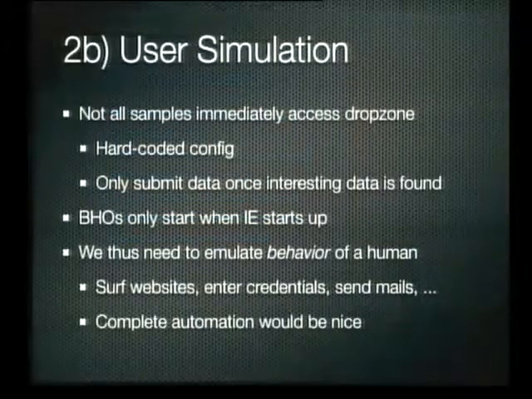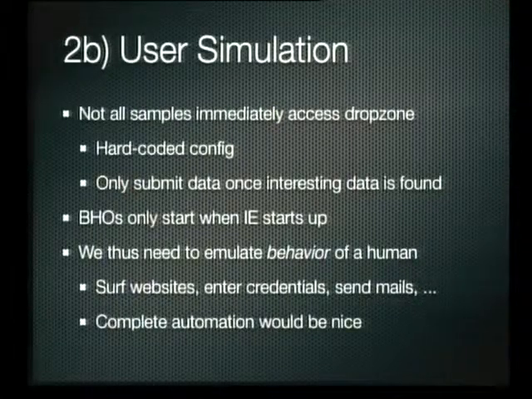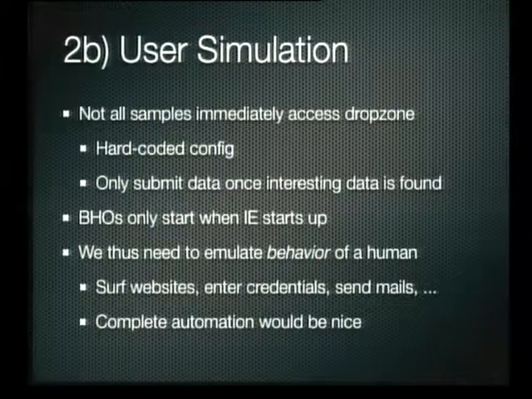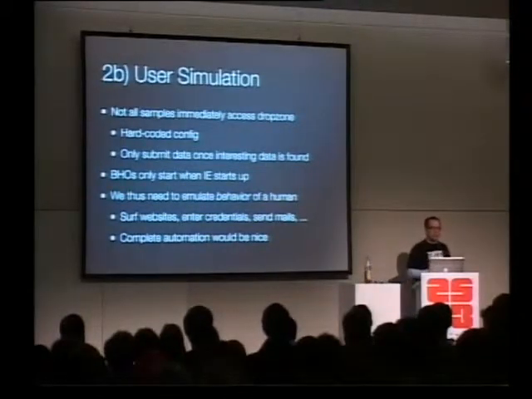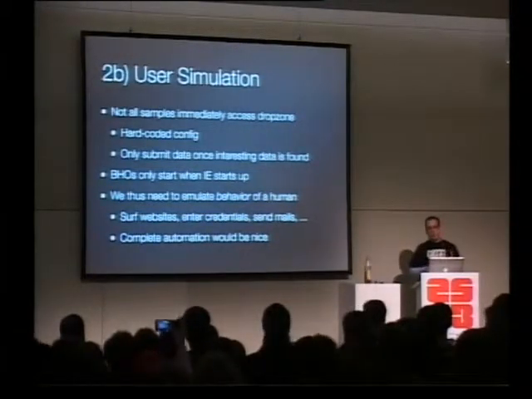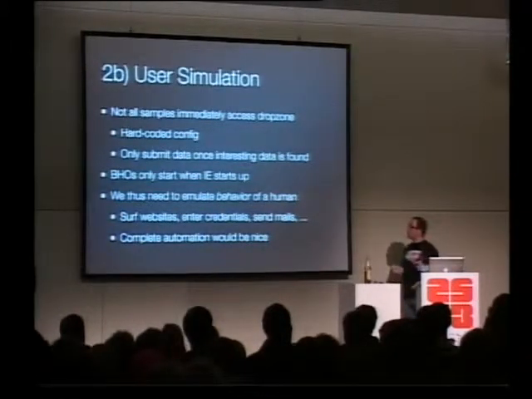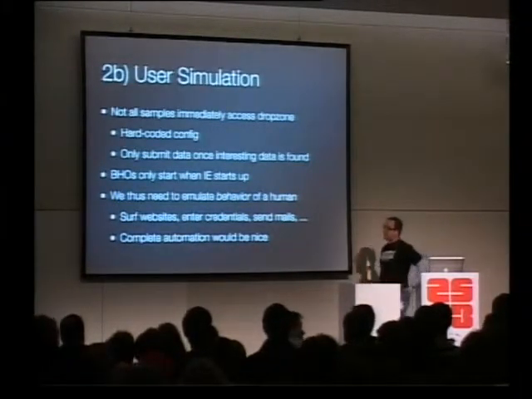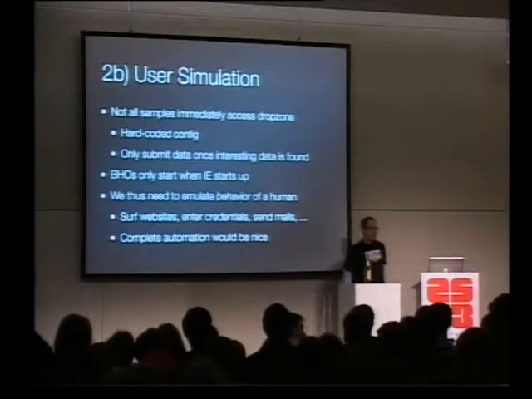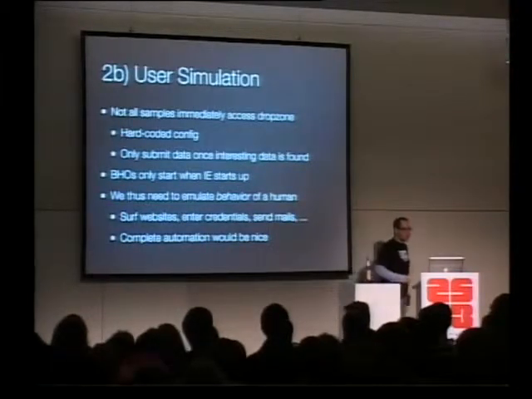Besides doing this monitoring, we also need to do some other things. For example, because not all keylogger samples immediately access the drop zone. They can have a hard-coded config, so the keylogger knows already what kind of sites should be observed. Or the keylogger only contacts the drop zone once it has found something interesting. So once it has found some credentials, only then those credentials are sent to the drop zones. Another thing is that BHOs are only started when IE starts up. So we need to actually start IE in order to see what the BHO is doing.